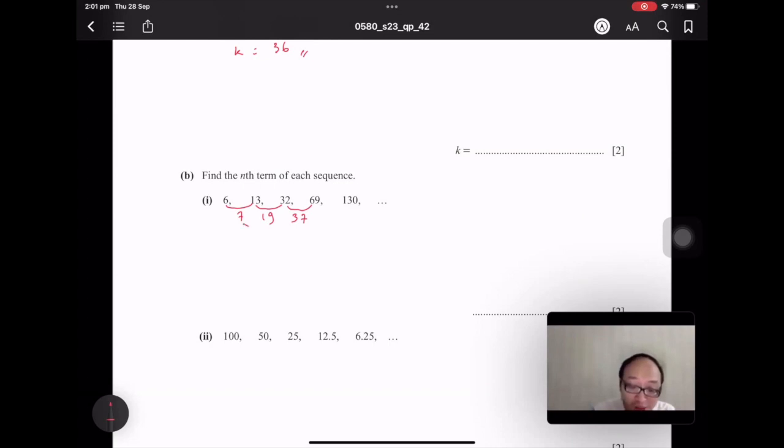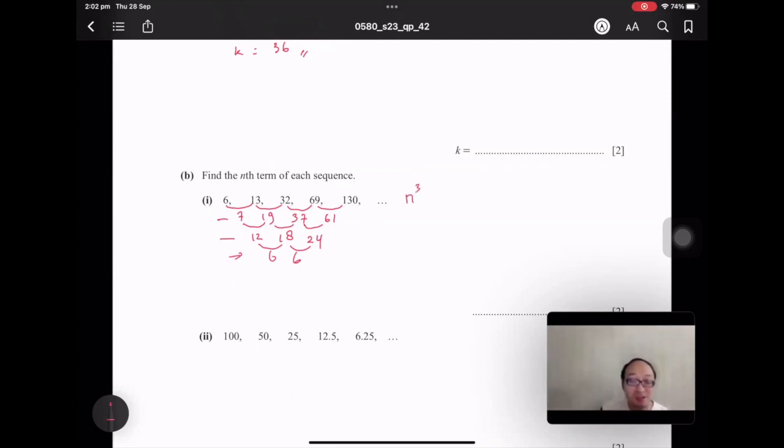But if we check again, the difference between these is 12. And the difference between these will be 18. And if we check, this will be 61. This one is 24. So this is 6. So that means we have 3 steps here. So it should be n cubed.